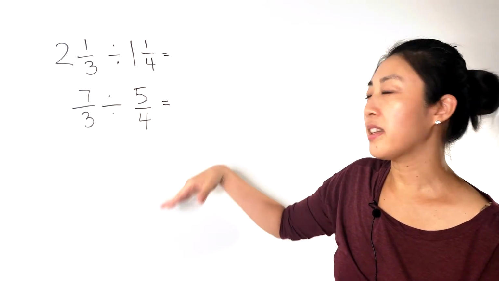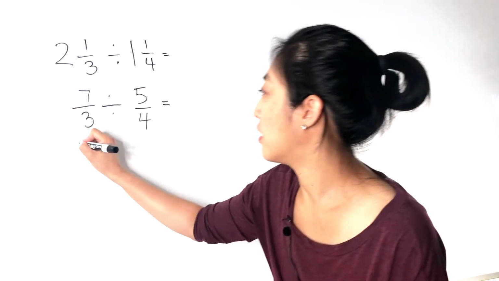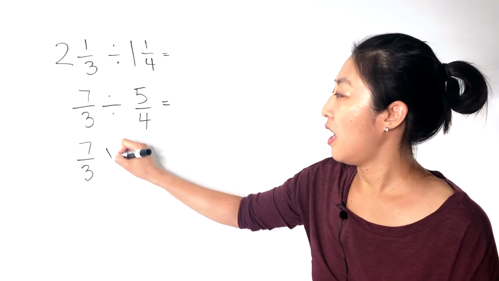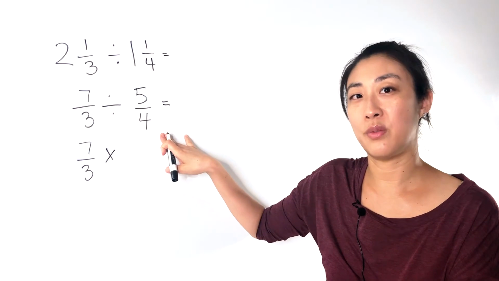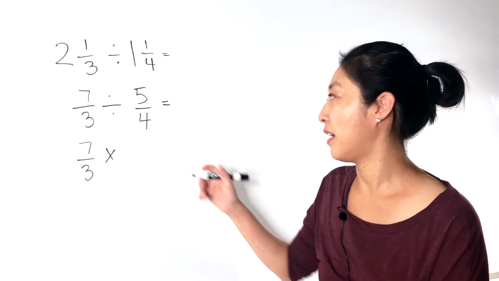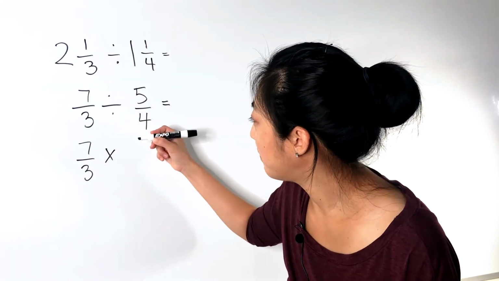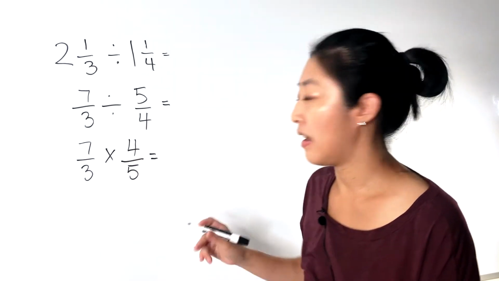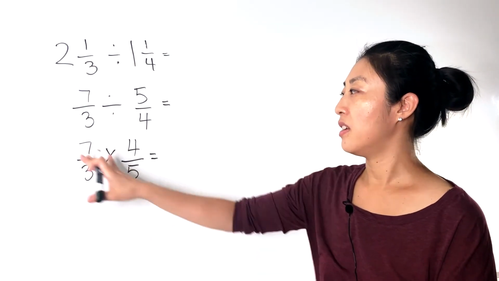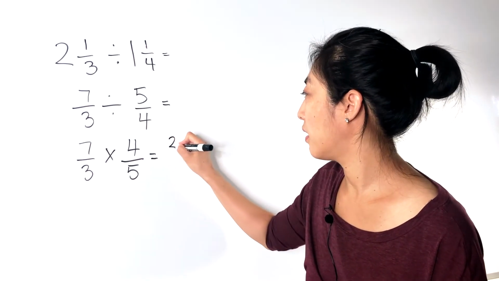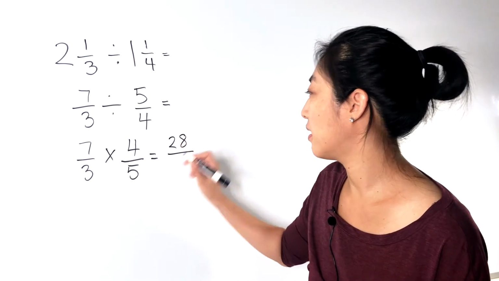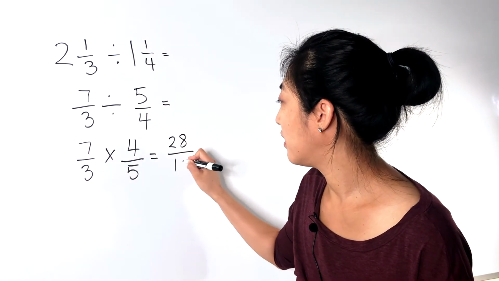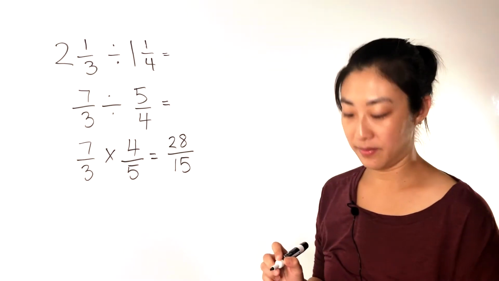And now the next step, if you remember, is we need to rewrite our problem. 7/3 times, we have to make this into the reciprocal. And what that means is we flip the fraction. 4 over 5. And now finally we can calculate our problem. 7 times 4 is 28. 3 times 5 is 15.